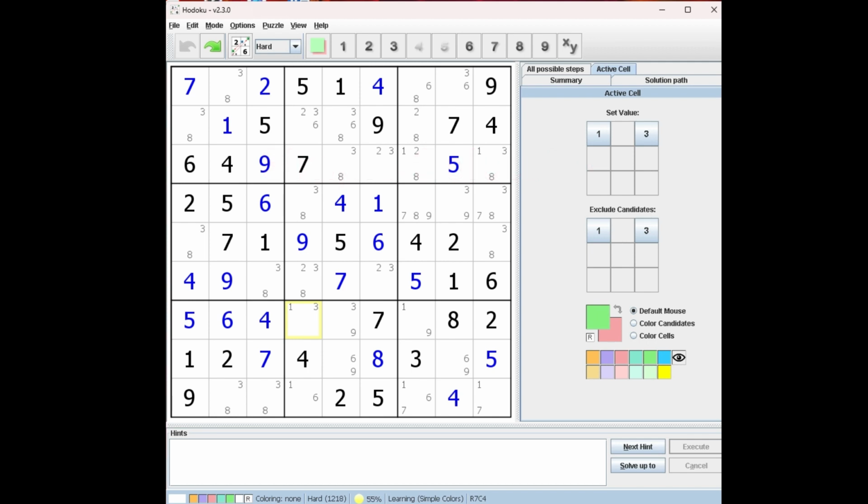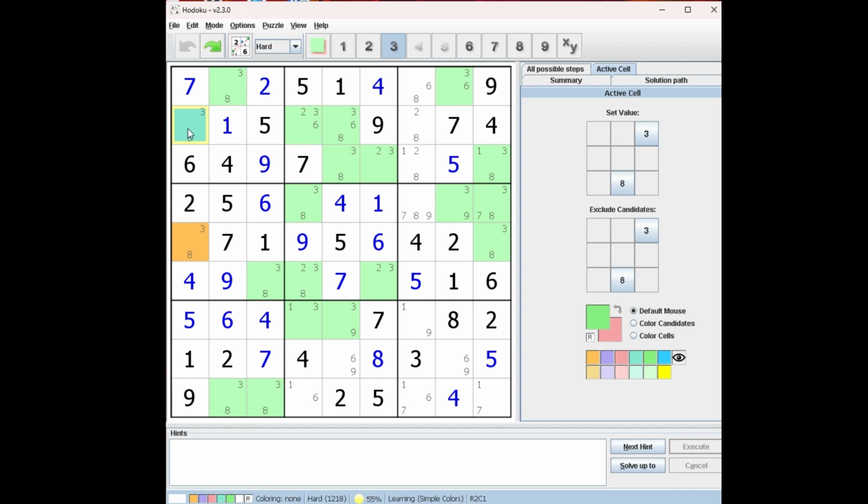Use simple colouring using the three. We highlight the three and let's have a look. In column one, there are two possibilities for three. In row one, there's two possibilities for three. So start here, make this one orange, make this one blue, green, aqua, whatever.